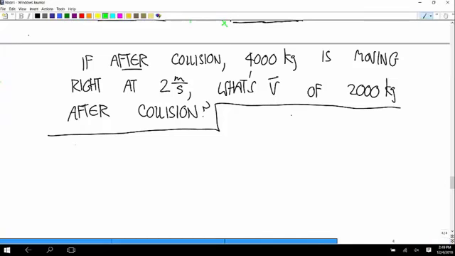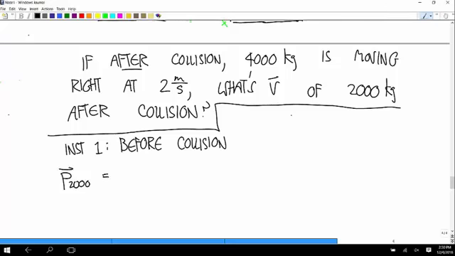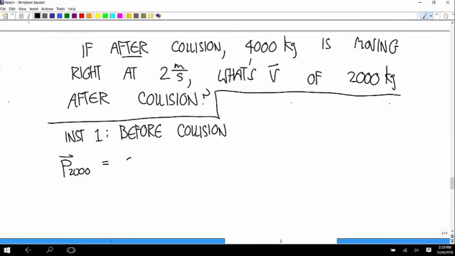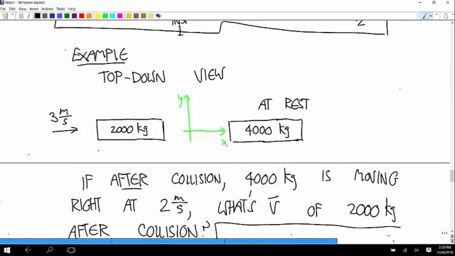So now let's add it up. At instant 1, that's going to be before the collision. The linear momentum of the 2,000 kilogram cart is going to be the mass, 2,000 kilograms, times its velocity vector before the collision. What would that be as a vector? It has a magnitude of 3 meters per second. 3, 0, yep.